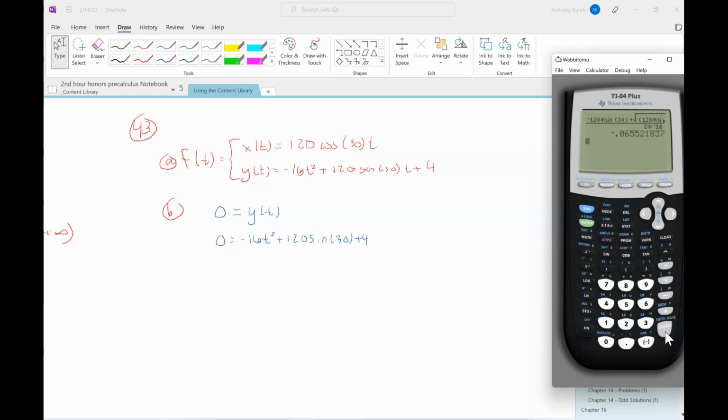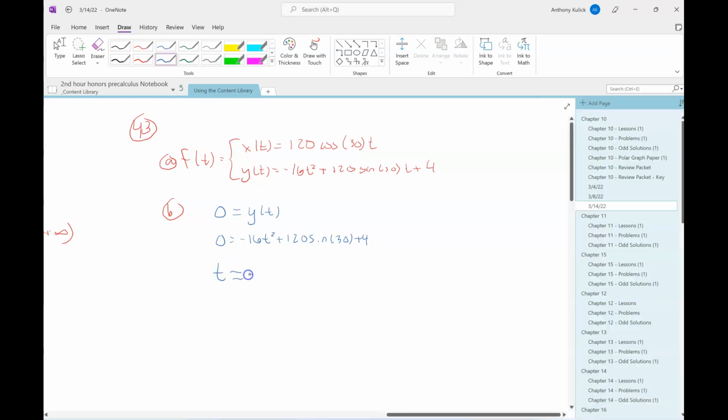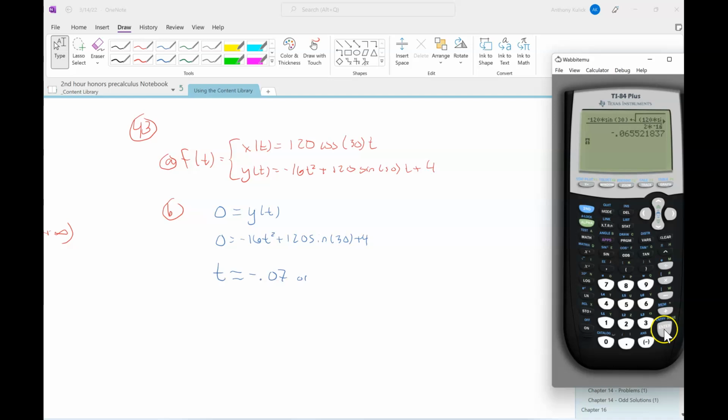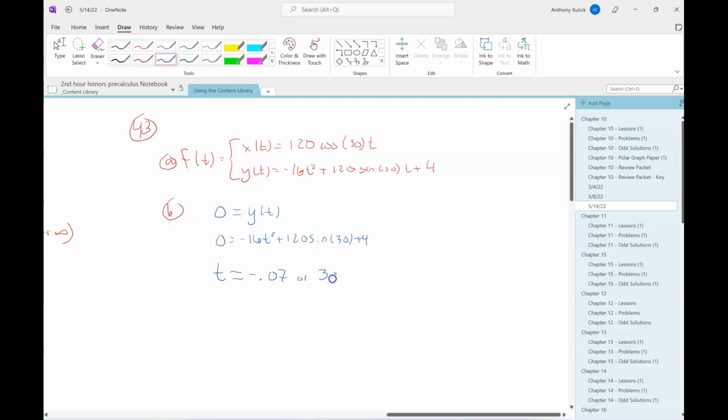So negative 0.07, or if it was a subtraction problem, I'll just press alpha enter to recall the last thing I had written and then go back and edit the plus to a minus. 3.82. Now clearly the one we want is the positive one, right? Time really isn't negative.